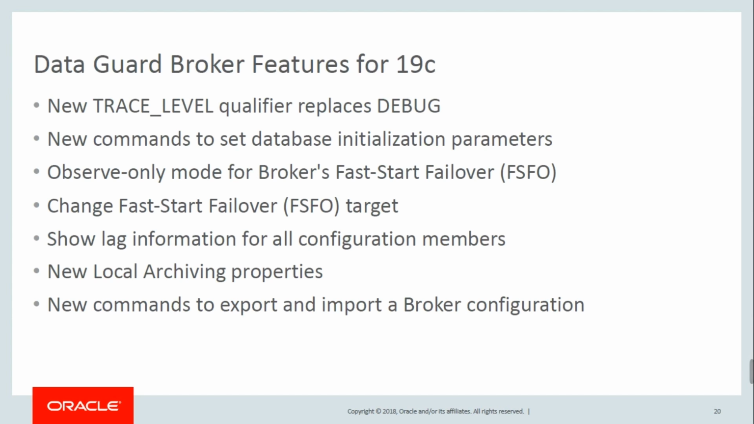So, Data Guard broker features for 19c: the new TRACE_LEVEL qualifier replaces DEBUG. New commands to set database initialization parameters. Observe-only mode for broker Fast-Start Failover, FSFO. Change the Fast-Start Failover FSFO target. Lag information for all configuration members. New local archiving properties. New commands to export and import broker configurations. These are the coolest features in Oracle 19c databases. This is for Data Guard broker features for 19c.